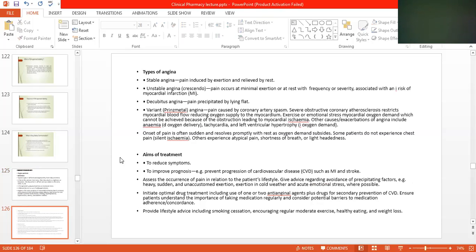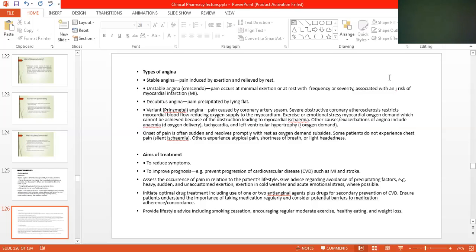Unstable angina: pain occurs at minimum exertion or at rest, frequently severe, with an association with a risk of myocardial infarction that can lead to damage of the myocardial, meaning cardiac, heart muscles. Decubitus angina: pain precipitated by lying flat. This is known as decubitus angina. So there are three types of angina we are discussing. One is stable angina, pain induced by exertion and relieved by rest. Unstable angina, at minimum exertion or at rest, with severe association with the risk of myocardial infarction. Then pain precipitated by lying flat, which is known as decubitus angina.